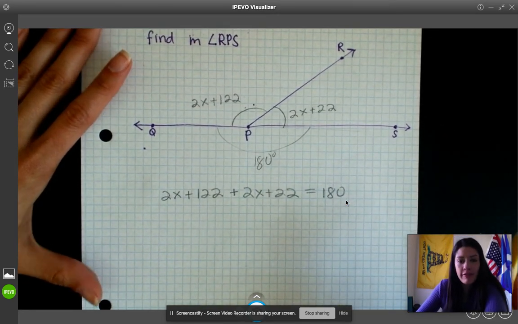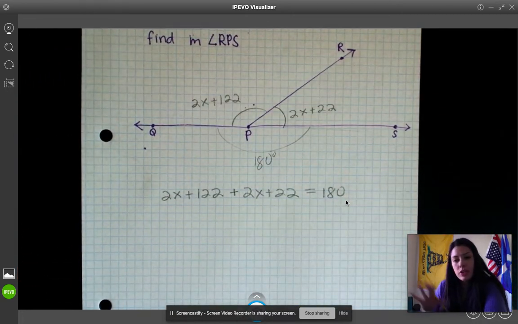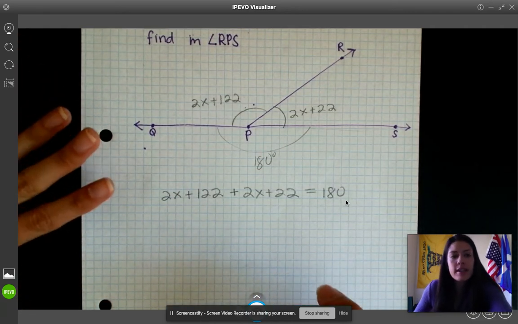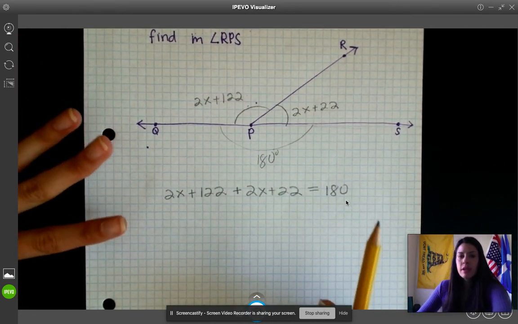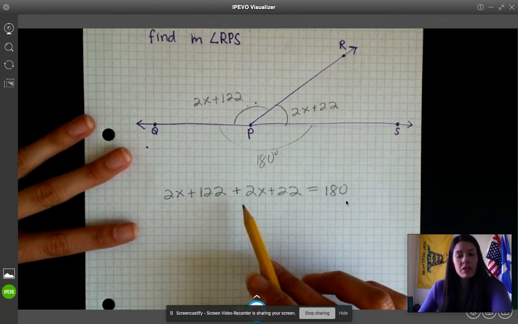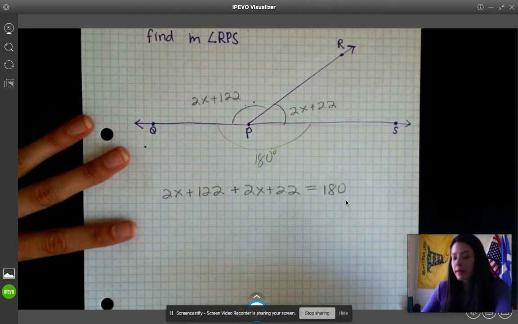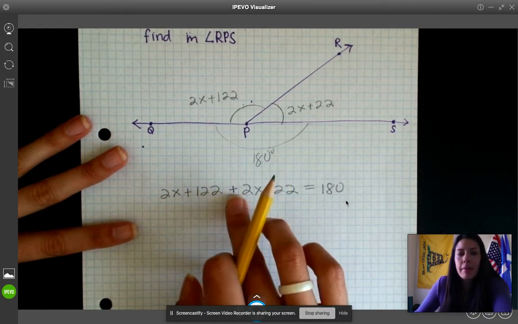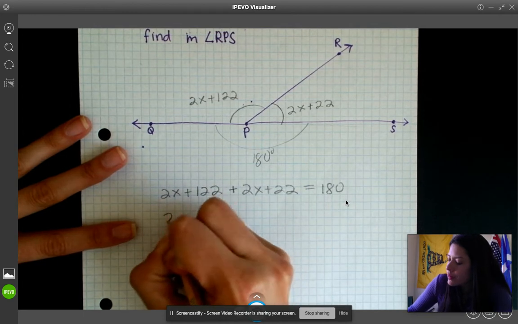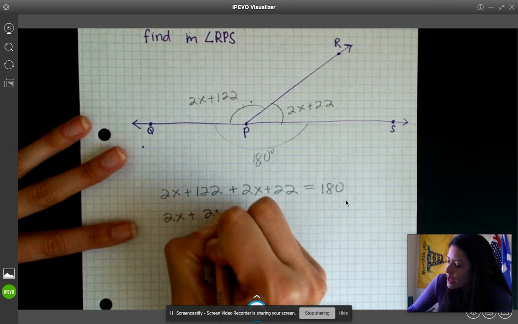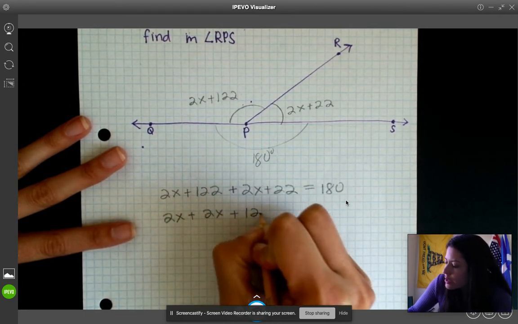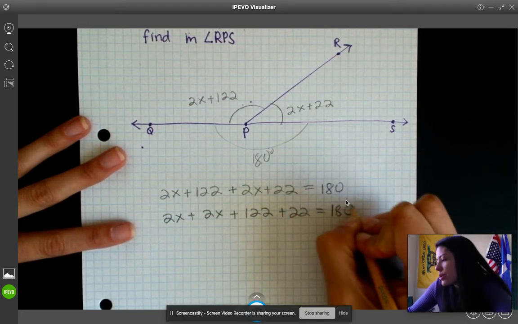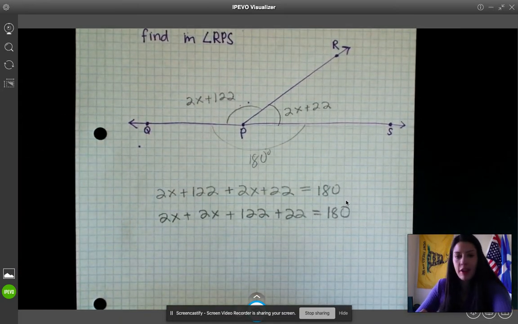Again, I'm going to be solving for x by just moving all of my additives around. That is the commutative property of addition, remember? It says that 2x plus 122 is the same as 122 plus 2x. So I'm going to be moving my like terms together and my constants together. So 2x plus 2x plus 122 plus 22, and it's still equal to 180 degrees. All I did was move everything around.